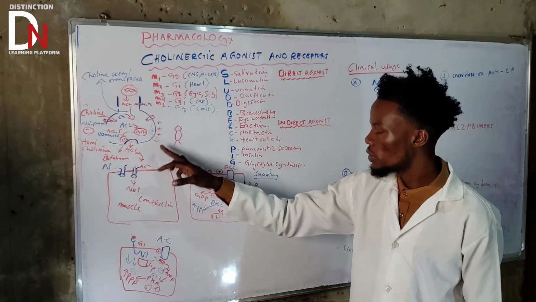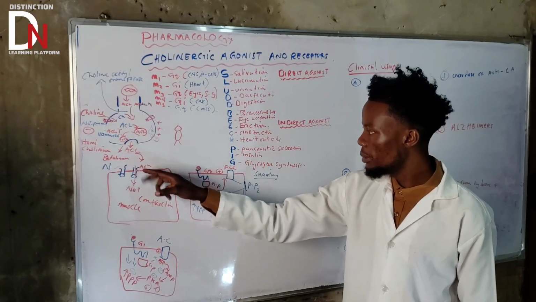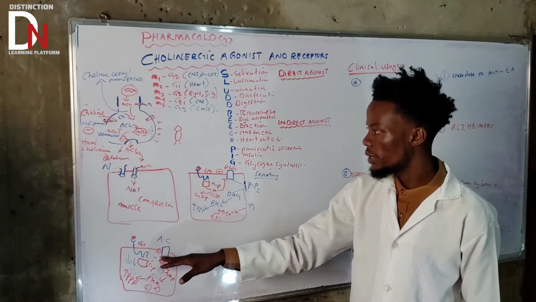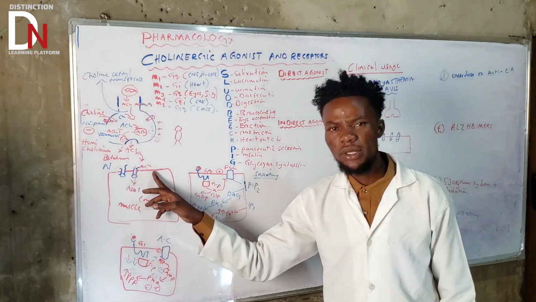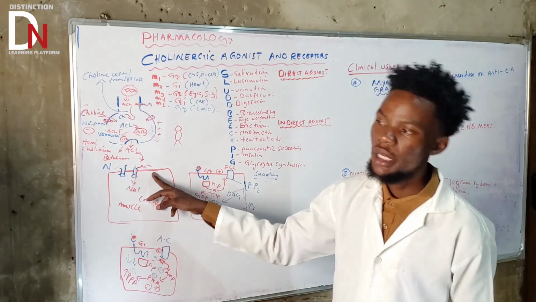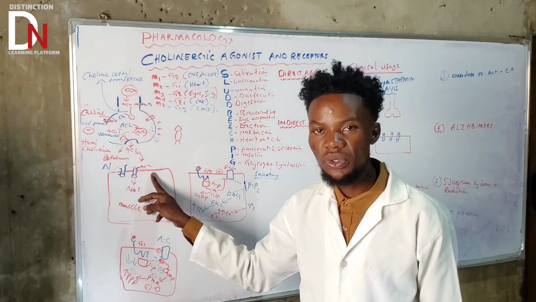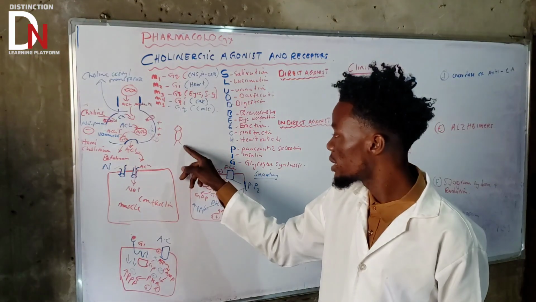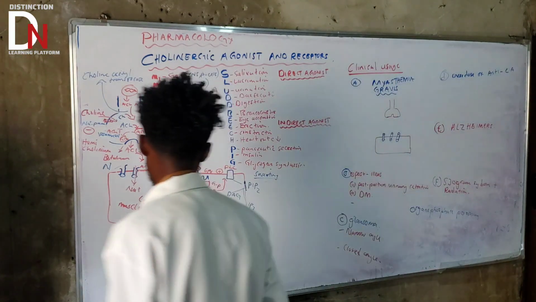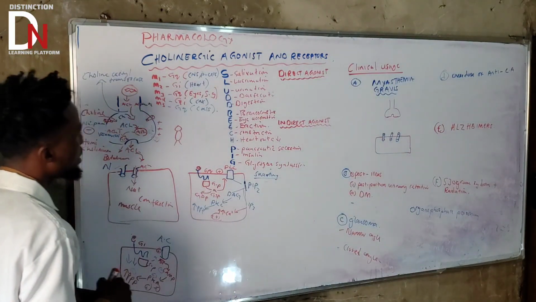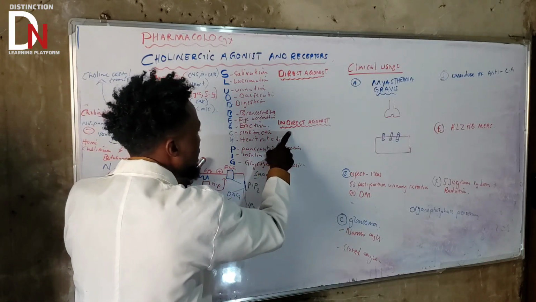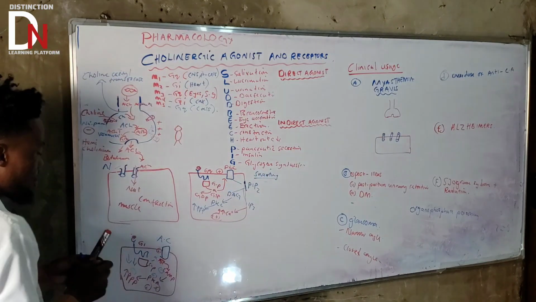I haven't talked about this one. Remember that acetylcholine is acting on this cell, and this cell. But what happens to acetylcholine when its work is done? It has to be destroyed by this enzyme. What do we call this enzyme? This is a very important enzyme because it is the one that is inhibited by indirect agonists.